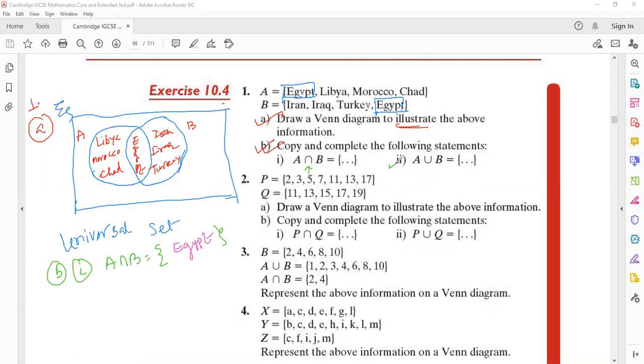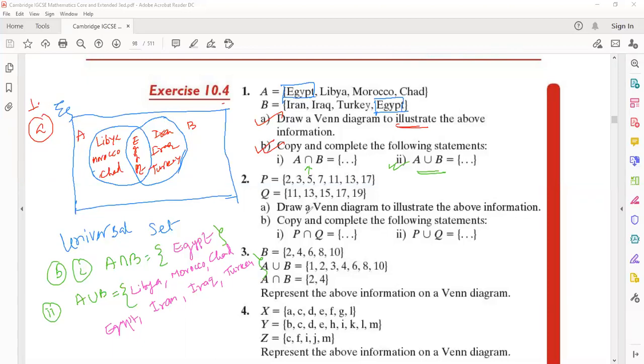The next one is part two, that is union. Union between these two sets, you are going to write all the values. Since you have already made the Venn diagram, it will be easy for us to write it. Let's write Libya, Morocco, Chad, Egypt, Iran, Iraq, and Turkey. So this is for part two.